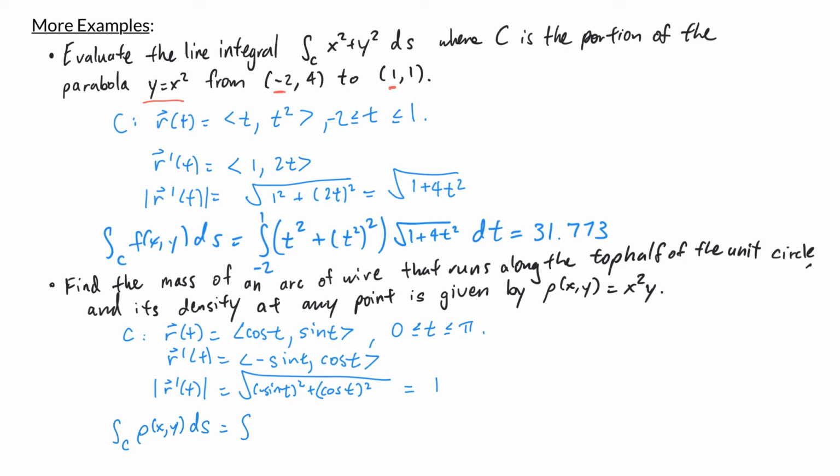That's going to be the integral from 0 to pi of x squared y. So x is cosine t, so I'm looking at cosine t squared. y is sine t, and then times the magnitude of r prime dt. To compute this integral, you can use substitution. For example, let u be cosine t, but I won't go through the details here. The answer you should get is 2/3.